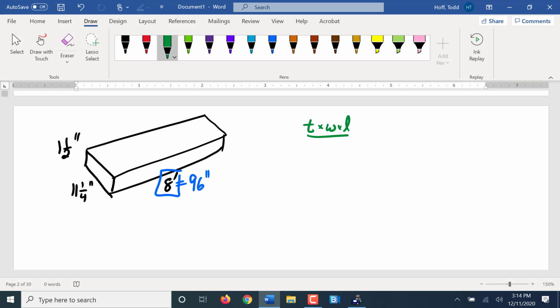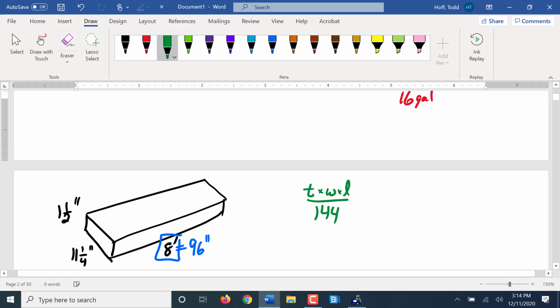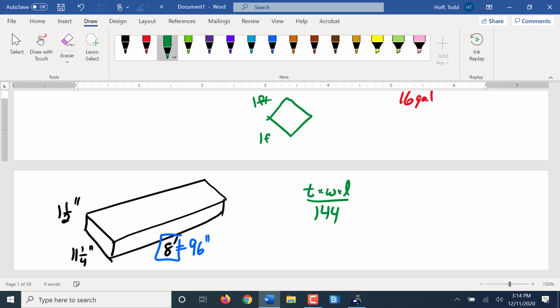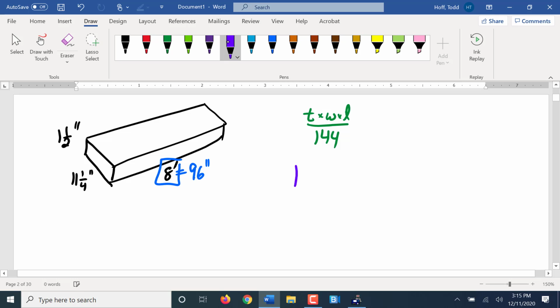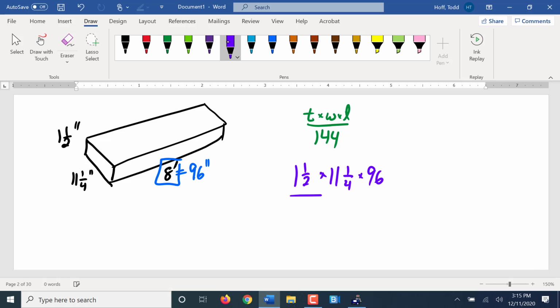You had it before. 144. Remember, a board foot is defined to be 1 foot by 1 foot by 1 inch thick. Thickness times width times length. So in this example, it'd be the 1.5 times 11 1/4 times 96 over 144.